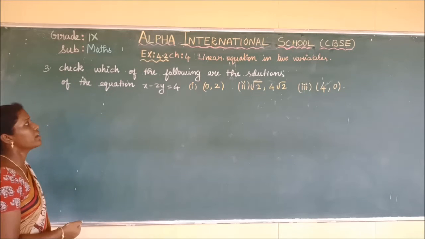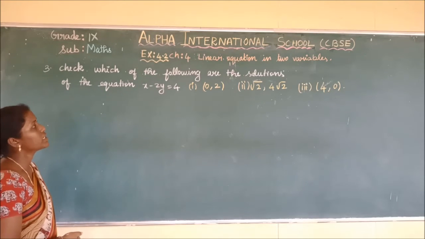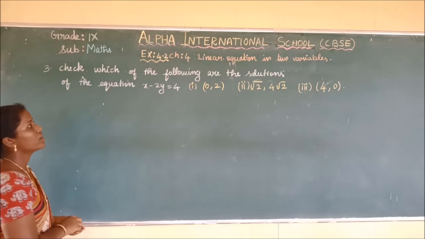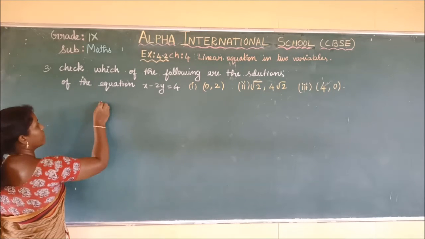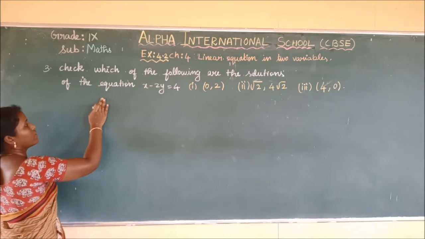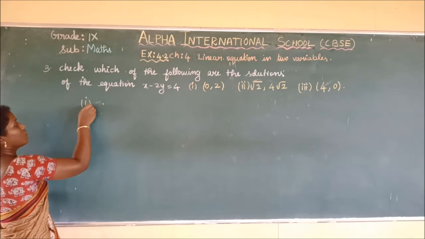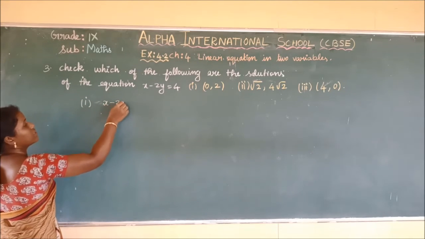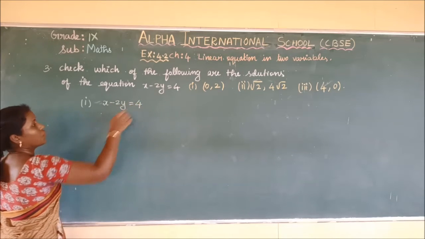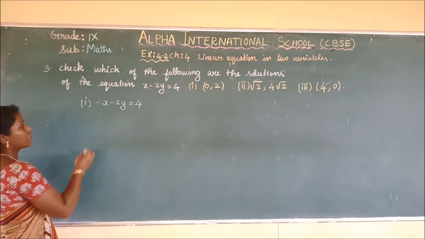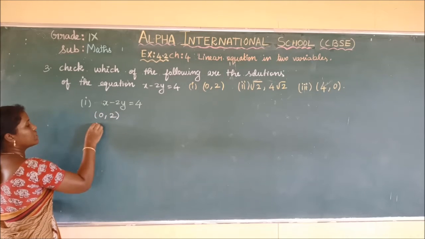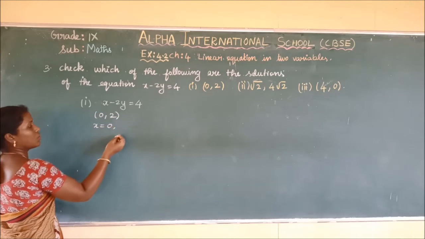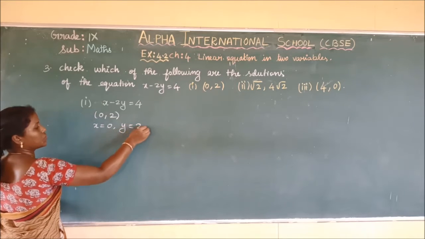So what is the given equation here? X minus 2y is equal to 4. Okay, so the first subdivision is 0, 2. We'll go with the first subdivision first. What is the equation given? X minus 2y is equal to 4. If I take the first subdivision, the given is 0, 2. So what is the value of x? X is equal to 0, y is equal to 2.